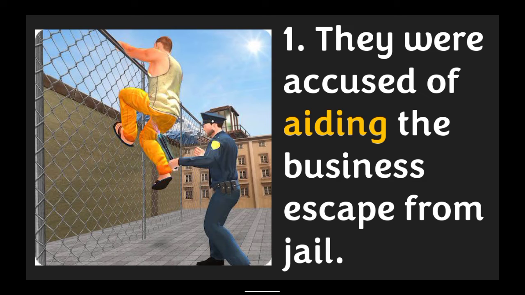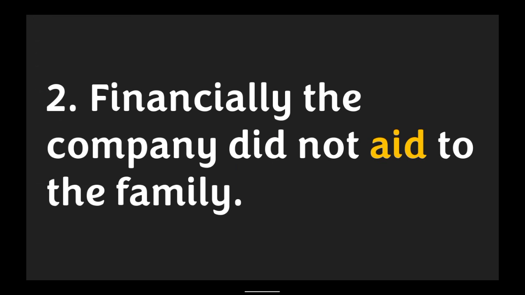They were accused of aiding the prisoners' escape from jail. Sentence 2. Financially, the company did not add to the family.